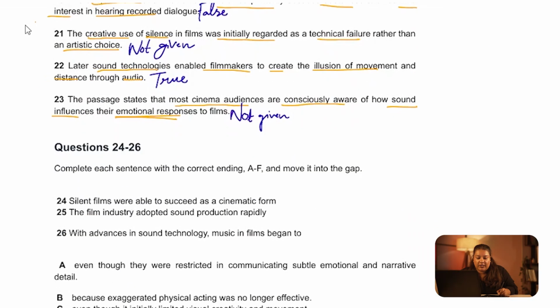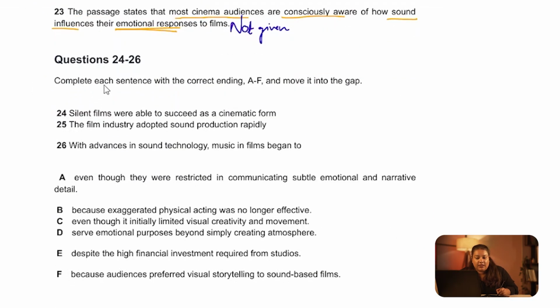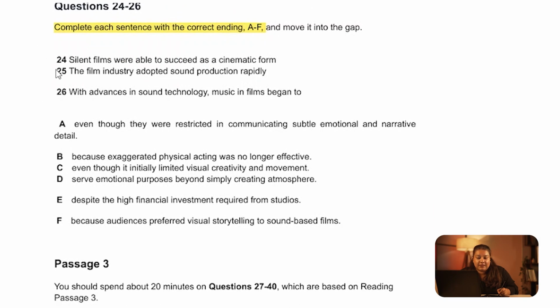Questions 24 to 26. We have matching sentence ending type of questions. It says complete each sentence with the correct ending, A to F, and we'll have to move it to the gap. Question number 24. Silent films were able to succeed as a cinematic form. So we have to find the correct ending. We have three questions and six options. We'll have to be very careful.